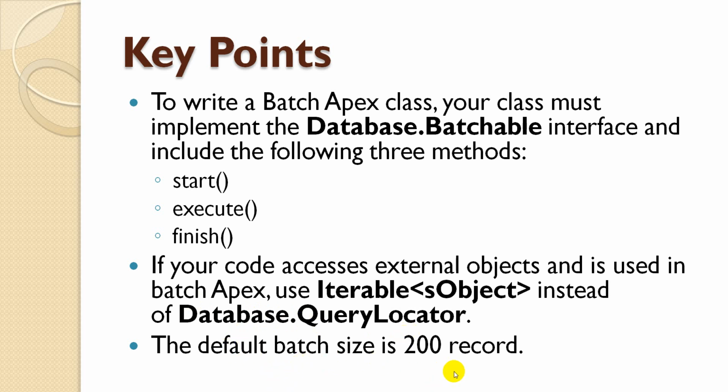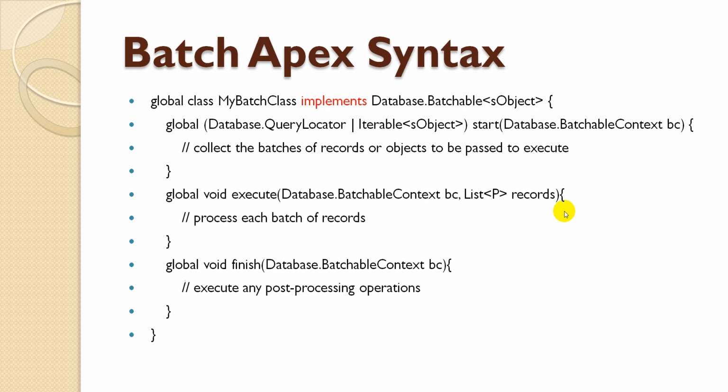The default batch size is 200. If you don't write anything for batch size, by default it is 200 records. You can use 200 or less than that, like 150, depending on your requirement.